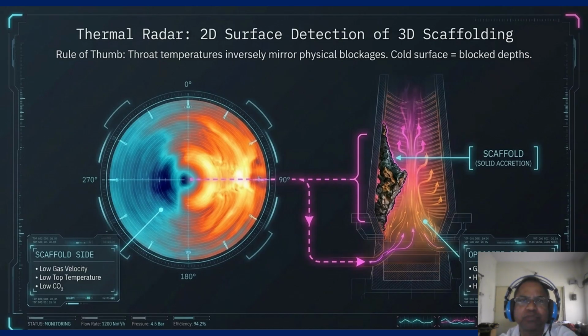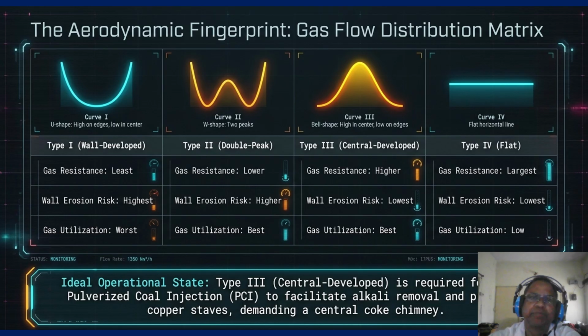Step 2 is mastering the aerodynamic fingerprint of your gas flow. So now coming to the aerodynamic fingerprint gas flow distribution matrix. This matrix displays the 4 aerodynamic fingerprints. We have the type 1 U shape, the type 2 W shape, the type 3 bell shape, and the type 4 flat line. Look closely at the type 3, the bell shape highlighted in amber yellow. This is your ideal operational state.